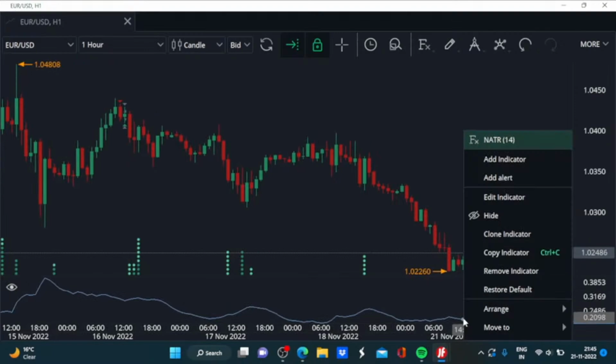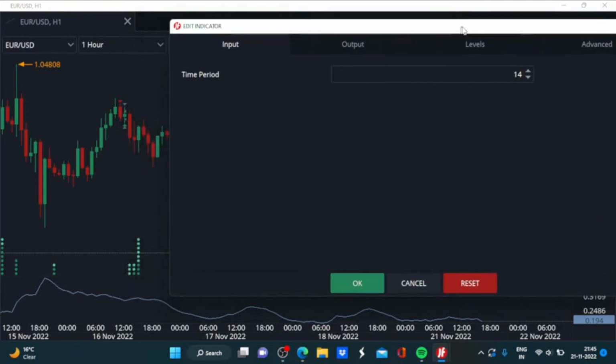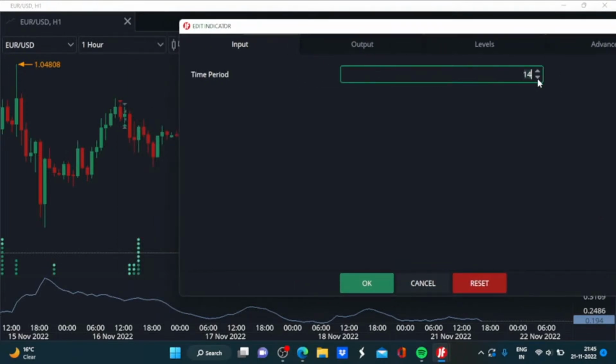Let us now head to the editing options and see what we can do to customize this indicator. Now here the default calculation period is 14. If you want to increase or decrease this calculation period, you can simply do that by changing this time period.